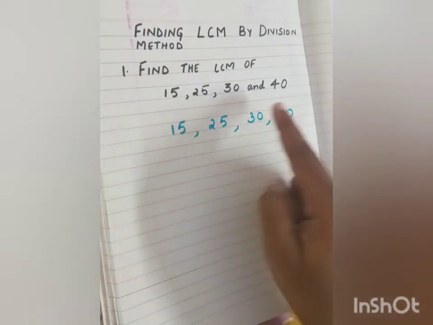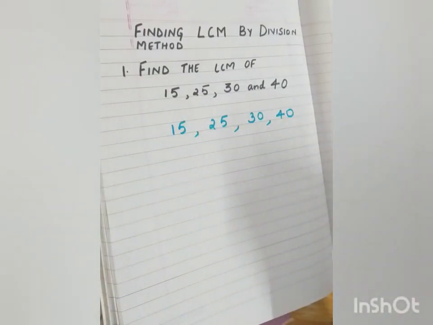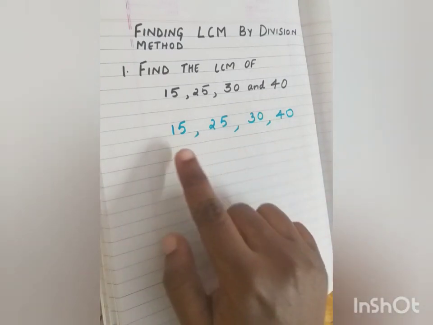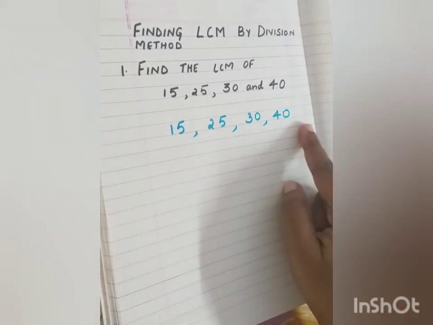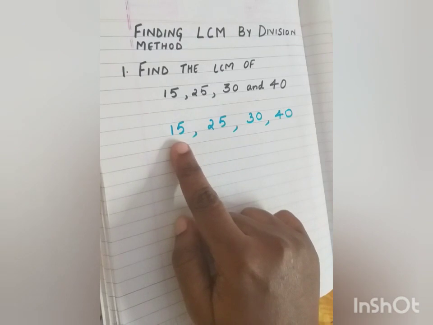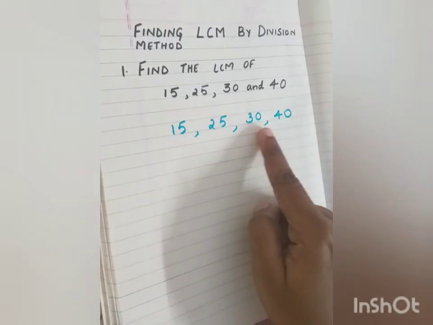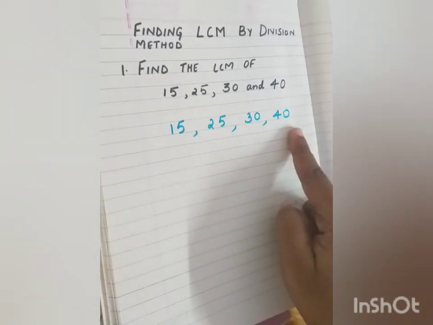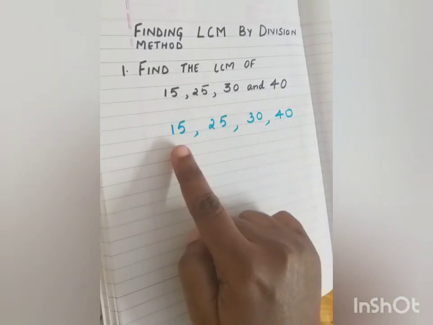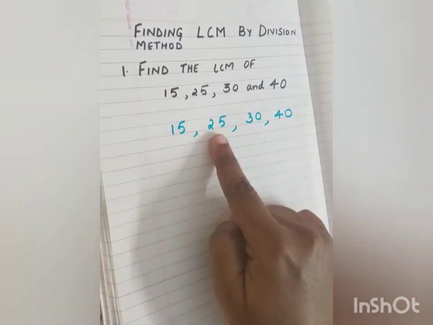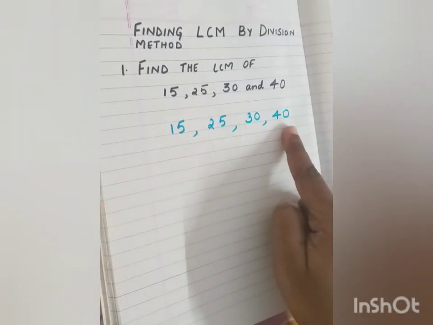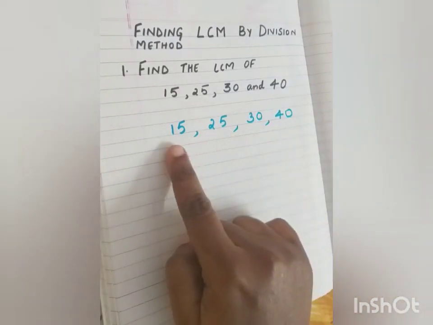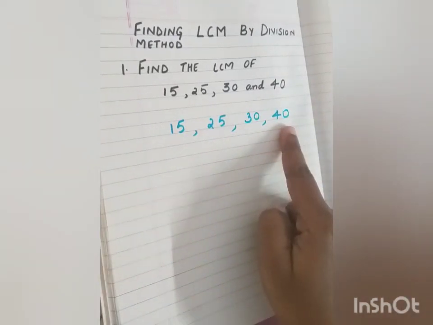Now we are going to solve this by the division method. First of all, we have to write all the numbers in a row, separating them by a comma: 15, 25, 30 and 40. Our next step is to divide all these numbers by a prime number. So first of all, check: 15, 25, 30 and 40 are divisible by which number? All four numbers. Just think about it, children.